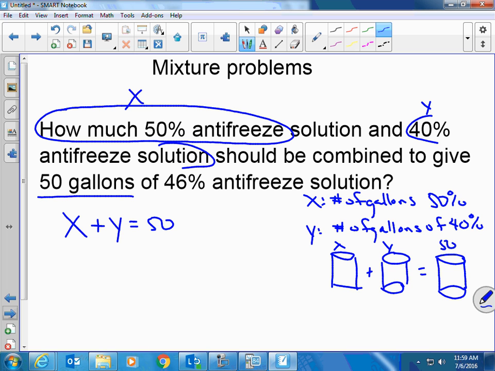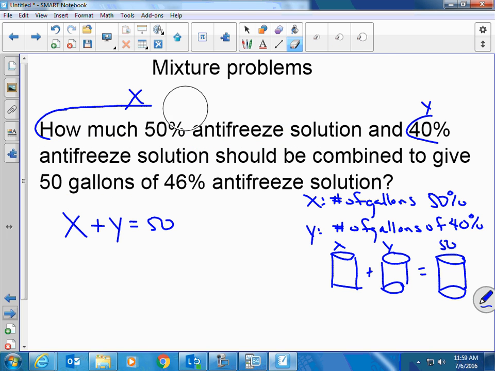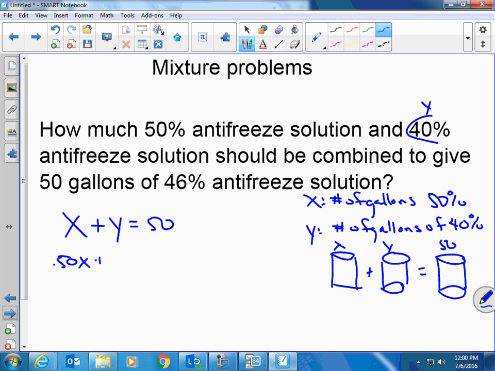Okay, next question. How much antifreeze do we have? Now we're looking at just the antifreeze. Well, in a 50% solution, just like we talked about earlier, 50% of it's antifreeze. So to find 50% of something, we multiply the number of gallons X times 50%. And that tells me the number of gallons of antifreeze from the 50% solution. We have 40% from the Y, and we have 46% when we're all done. So the amount of antifreeze is one equation, the amount of solution is the other equation.